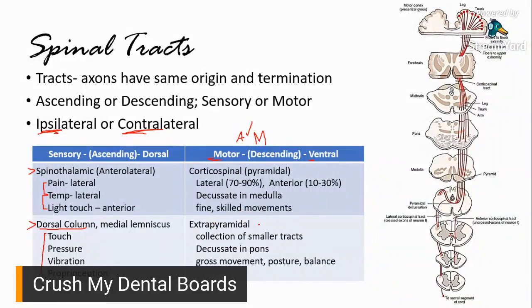Actually, with the extrapyramidal, marami pa siyang tracts dito. Why? The extrapyramidal tract is actually a collection of smaller tracts. Okay? It's a collection of smaller tracts. So if you would check your review books, you'd find there ano yung mga smaller tracts. It decussates in pons, meaning it crosses over to the other side at the area of pons. And it's responsible for gross movement, posture, and balance. Okay, so to make things clearer, let's take a look at this picture on the right side.